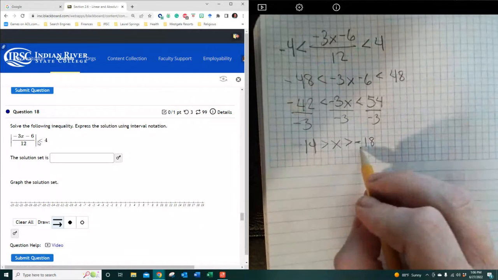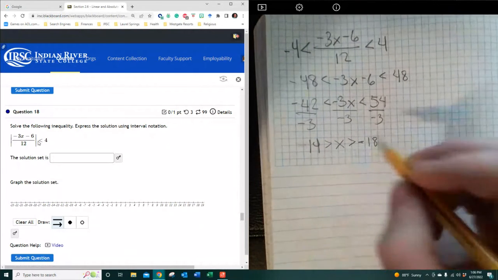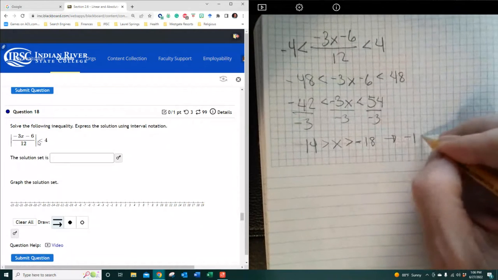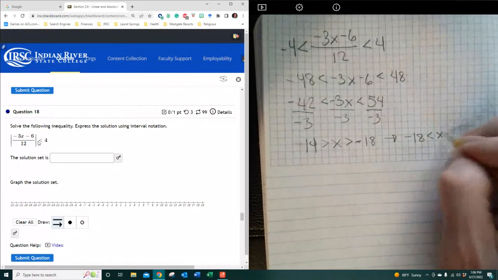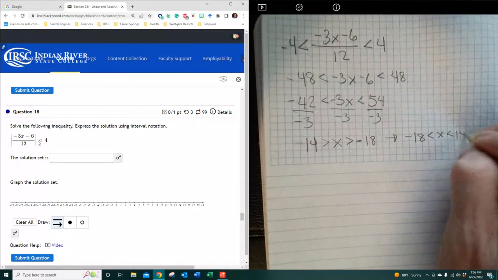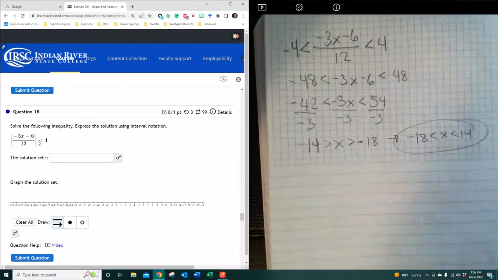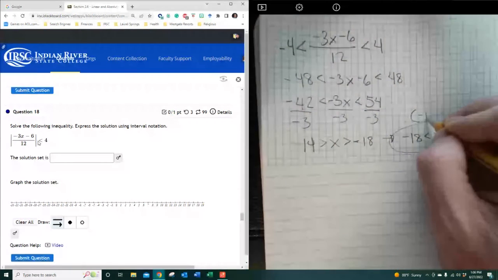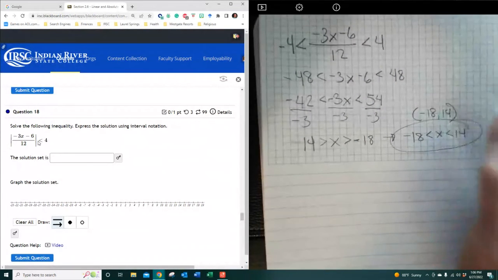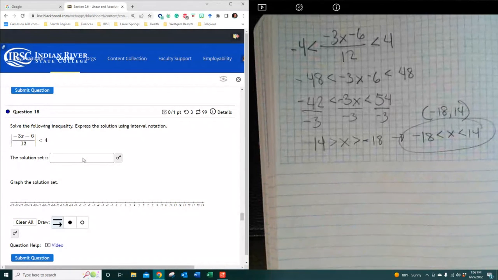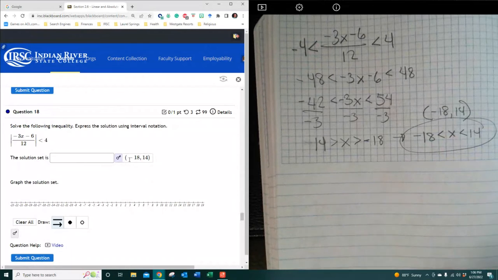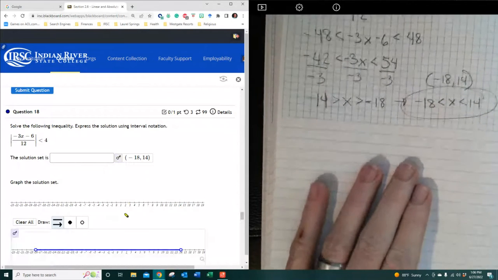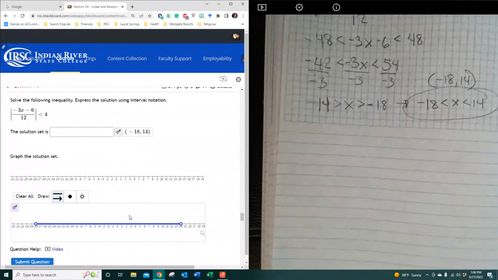Inequality switches, you're going to get negative, and then that's going to give you 18. Now notice how -18 is less than 14, and this is kind of in a reverse way. So what you want to do is switch it so that it looks like this. That way it's set up properly. Now you put it in interval notation. You have it like this, and you're done. So there's your answer, -18, 14, and then of course graphing that here.